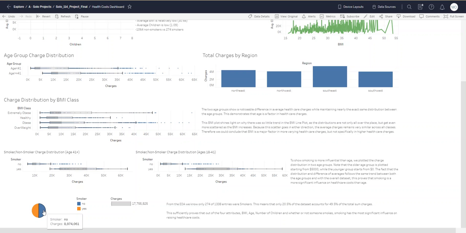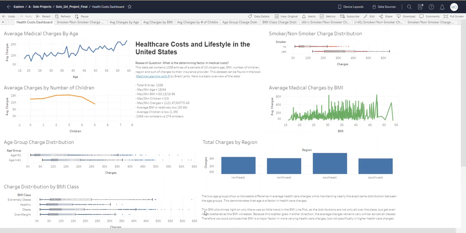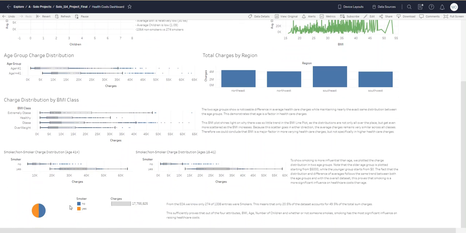Now, I think this is the starkest demonstration that smoking is the most influential on healthcare costs out of all these charts that I found. And with this, I think this sufficiently proves that smoking is the most influential of these attributes on healthcare costs. Thank you.